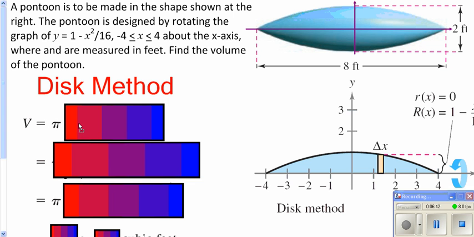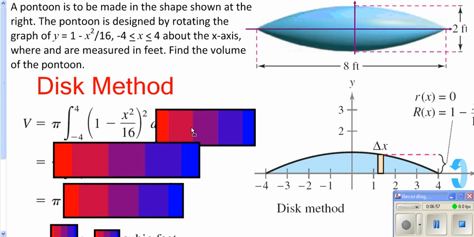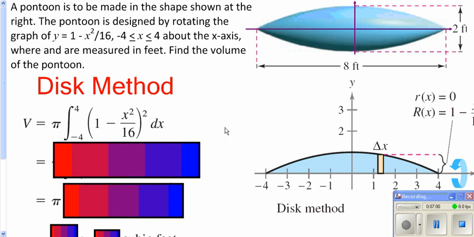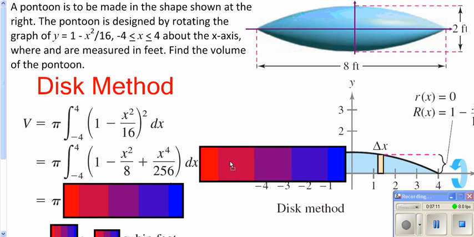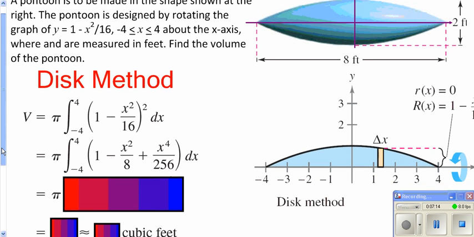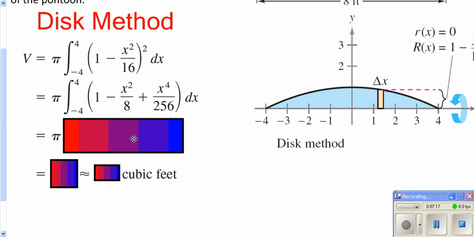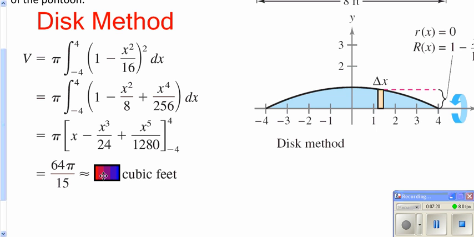Just to refresh your memory on how to do that. Remember for your disc you go pi, integrate from -4 to 4, because you're going from -4 all the way over to +4. It's normally pi r squared because that's the area of a circle, so you go radius squared times dx. Your radius is your height here, which is your function, 1 minus x squared over 16. You have to go ahead and FOIL that out. Then you can integrate each piece. Then all you want to do is evaluate that, and you get 64 pi over 15.